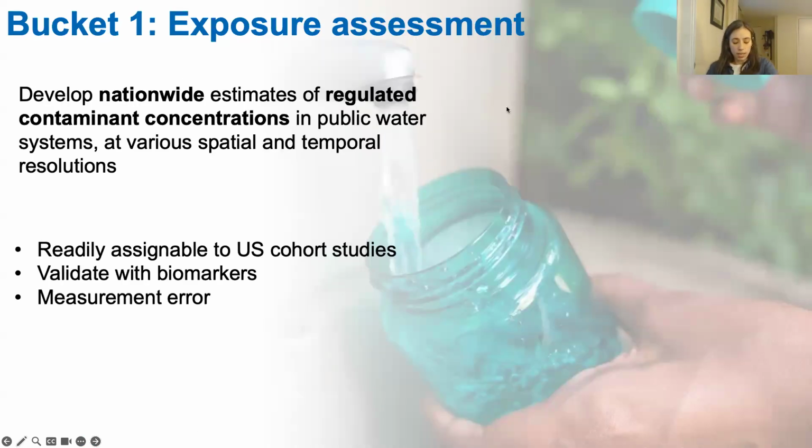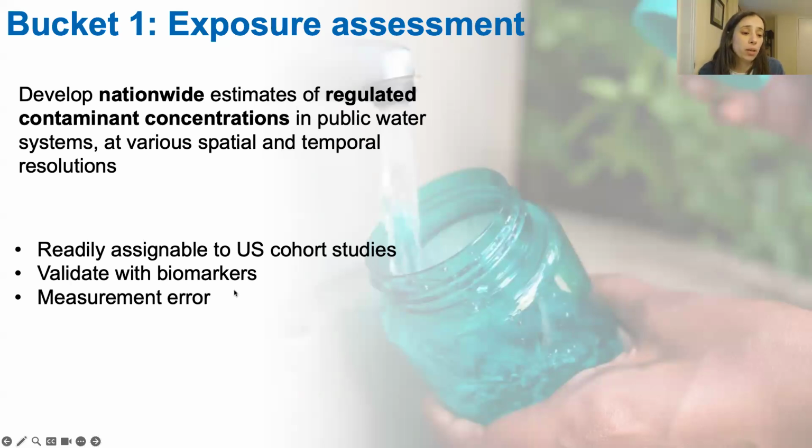Okay, so bucket one of the type of work that we do, exposure assessment work. One of the things we aim to do is develop nationwide estimates of regulated contaminant concentrations at different spatial and temporal resolutions, and maintain flexibility in how we can do the exposure assignment approach so that we can work with as many different cohorts as possible. So they're readily assignable. We can work with ZCTAs, tracts, shapefiles, even at the county level. We worked at the county level.